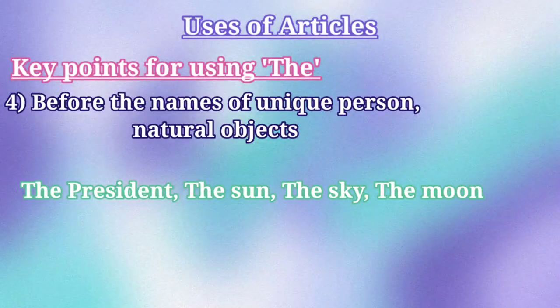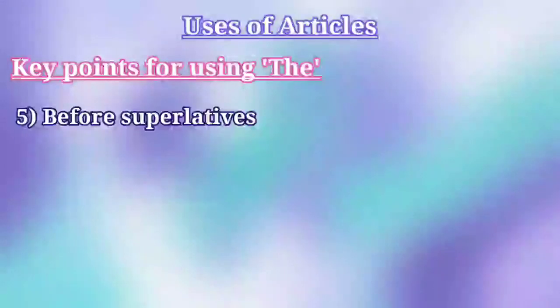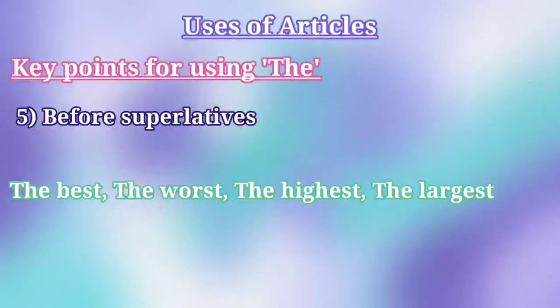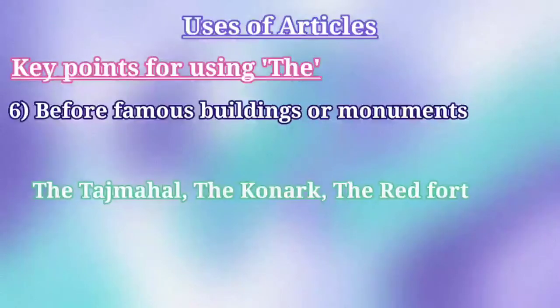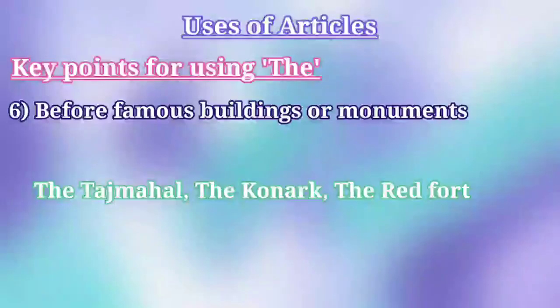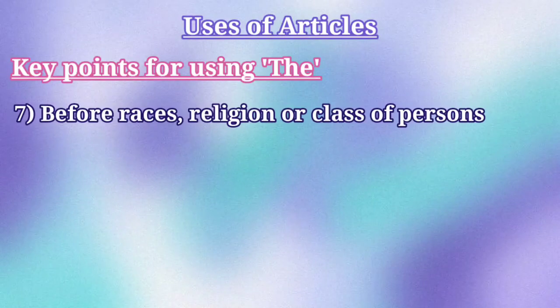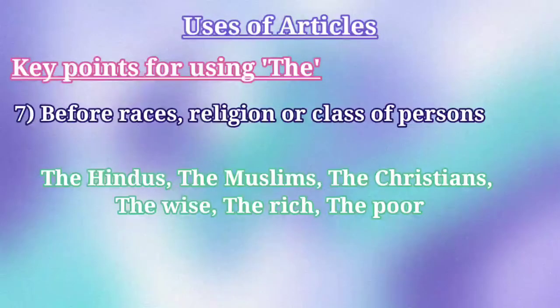Okay, then number 5, before superlatives. Superlatives means the best, the worst, the highest, the largest. Okay, then point number 6, before famous buildings or monuments, the Taj Mahal, the Konark, the Red Fort. Okay, then number 7, before races, religion or class of persons, like the Hindus, the Muslims, the Christians. Okay, the wise, the rich, the poor. Okay, they are the classes of person.